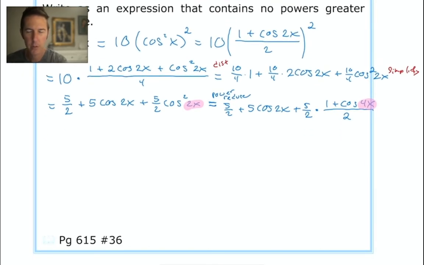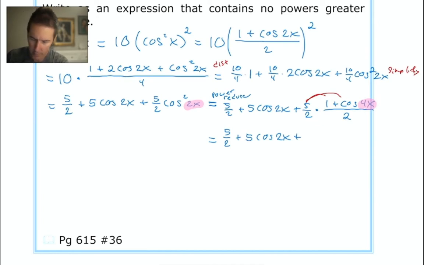I think I'm going to work my way straight down the page now. The first term is the same, still 5/2. Second term is the same, 5 cosine 2x. And then there's this third term. I'm going to multiply the numerators, so the 5 is going to distribute to those two terms, and in the denominator, the 2 is going to get multiplied by the 2.